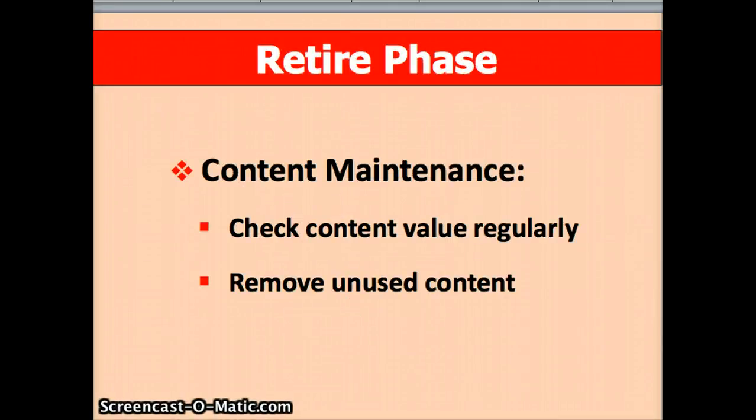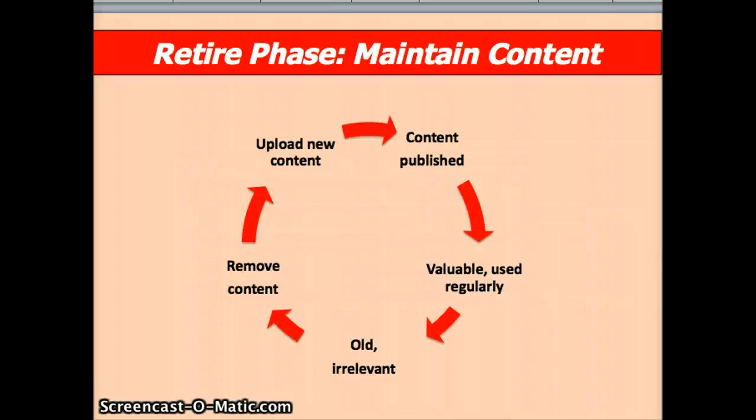The last phase is the retire phase, and this is maintaining the content on the site through its life cycle. So this is checking regularly to make sure it's still valuable, still timely, and if it's not, making sure that it gets removed. So in the life cycle of content on a website, your content gets published. It's best practice to check it regularly, make sure it's still useful and people are still using it. If it's old or irrelevant, it should get removed and new content gets uploaded.